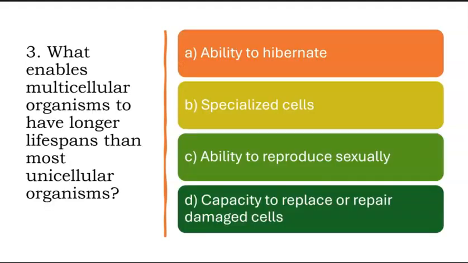Number 3, what enables multicellular organisms to have longer lifespans than most unicellular organisms? A. Ability to hibernate. B. Specialized cells. C. Ability to reproduce sexually. D. Capacity to replace or repair damaged cells.